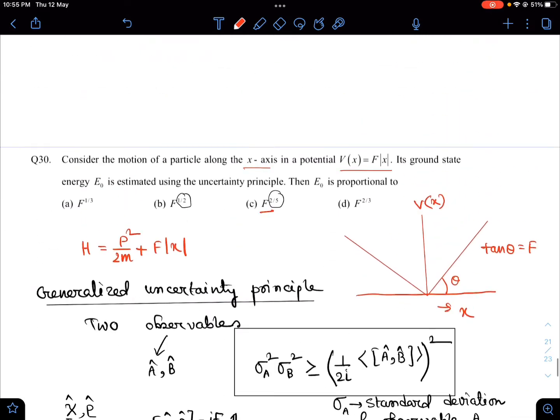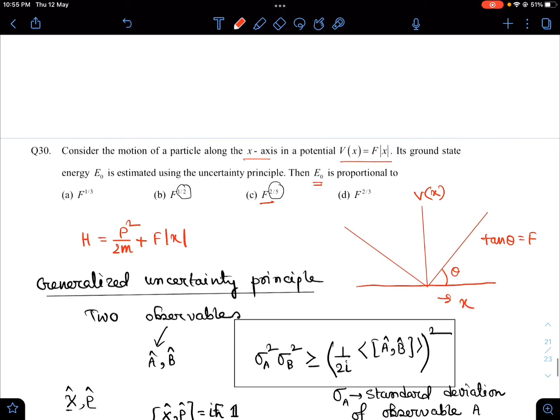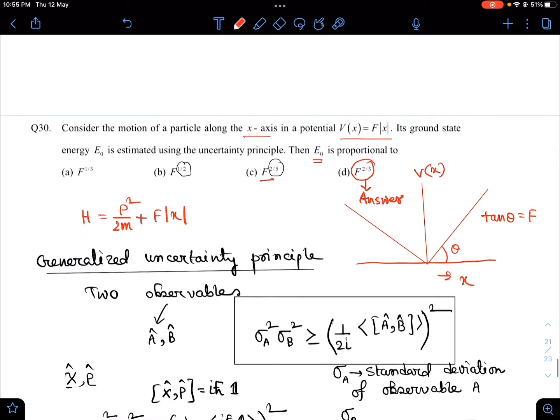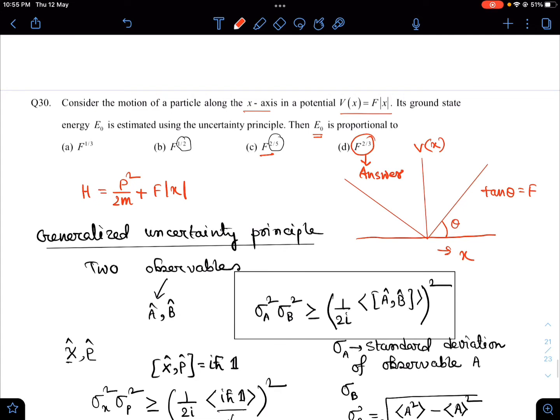So we got that the ground state energy, E0, is proportional to f to the power 2/3. So this is our required answer. So in this way, using the uncertainty principle, we can estimate which factors this ground state energy depends on, up to a proportionality constant.